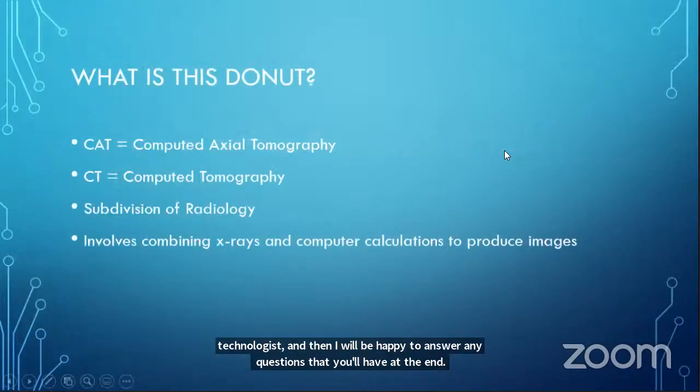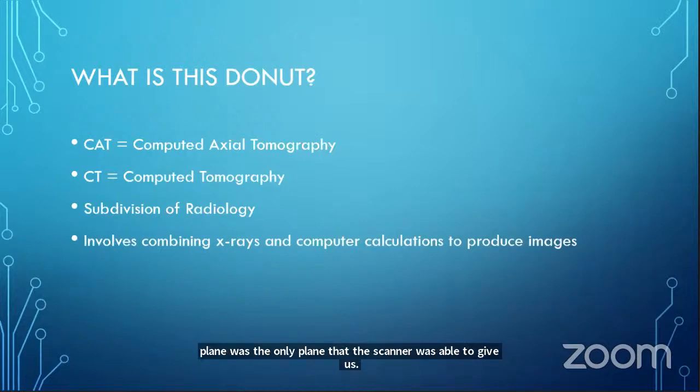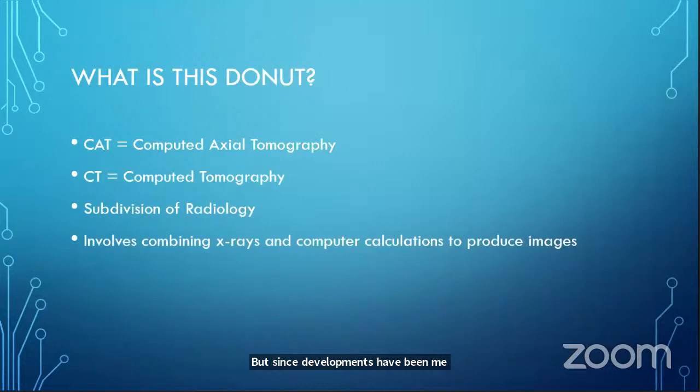So what is this donut? CT has also been referred to as a CAT scan or a CT scan. The terms are kind of used interchangeably. The CAT scan was when it was first developed. They called it a computed axial tomography because the axial plane was the only plane that the scanner was able to give us. But since developments have been made, they have dropped the axial because now we can see it in different planes. So it's actually called computed tomography now, but you'll also hear people call it a CAT scan.